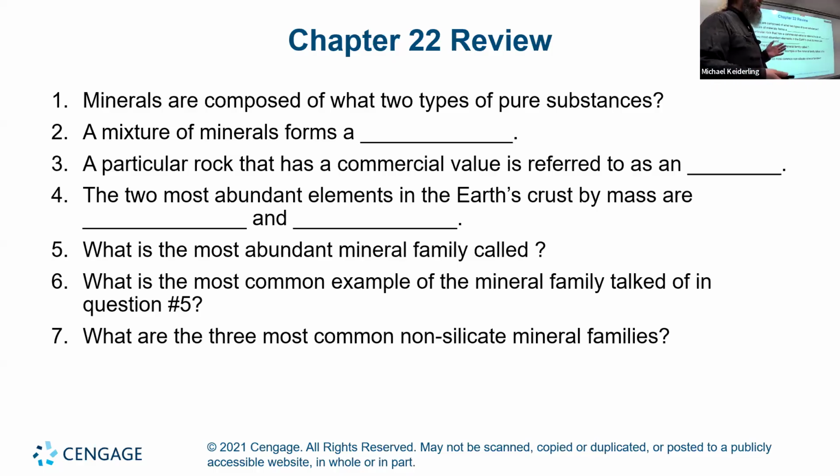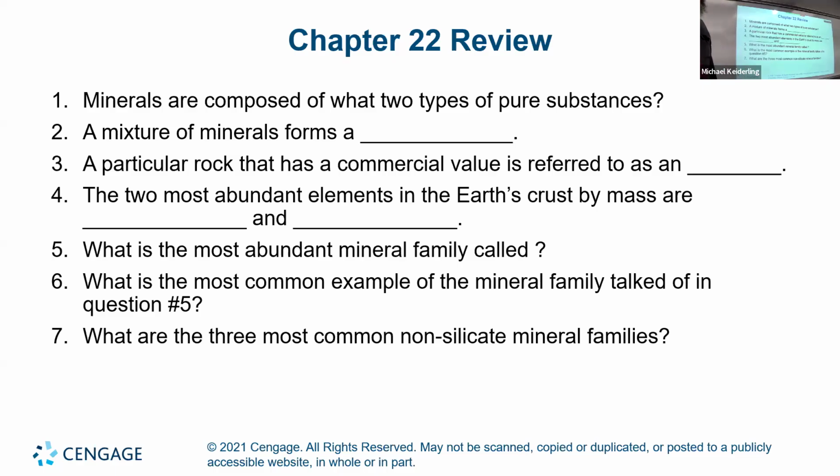But minerals are solid, inorganic, crystalline substances. They're crystals. They can be pure elements if necessary. They're solid, inorganic, naturally occurring crystalline substances. A mixture of minerals forms a rock. A particular rock that has commercial value is referred to as an ore. The two most abundant elements in Earth's crust by mass are silicon and oxygen.